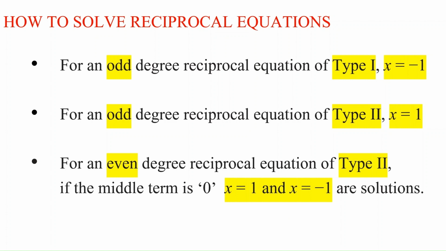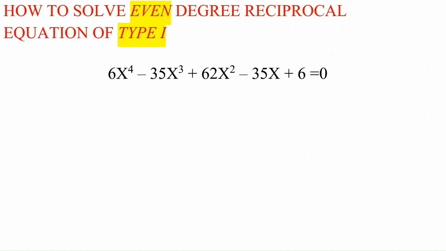First, we will try to see how to solve that even degree type 1. Consider this is of type 1 as the equidistant coefficients are of the same value and with the same sign. So 6 here and 6 here, minus 35, minus 35, and the middle term is 62. First step would be to arrange the polynomial in such a way that powers are in descending order.